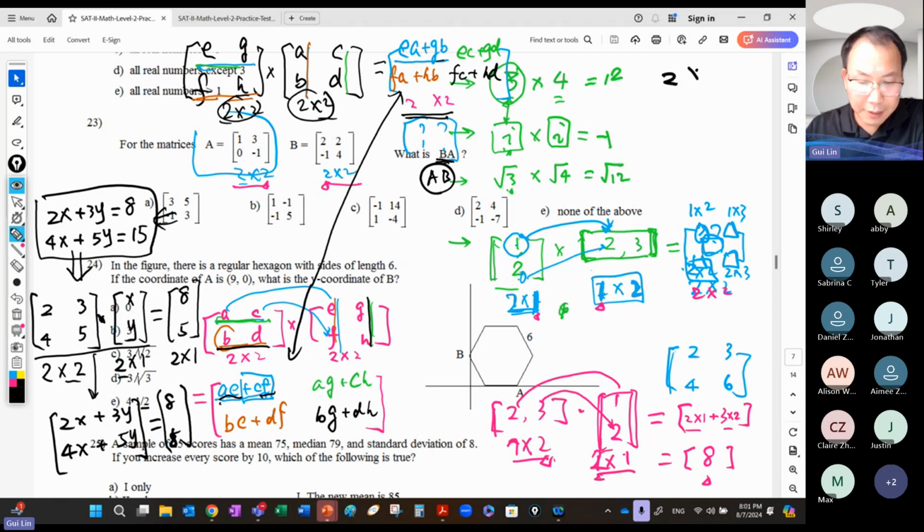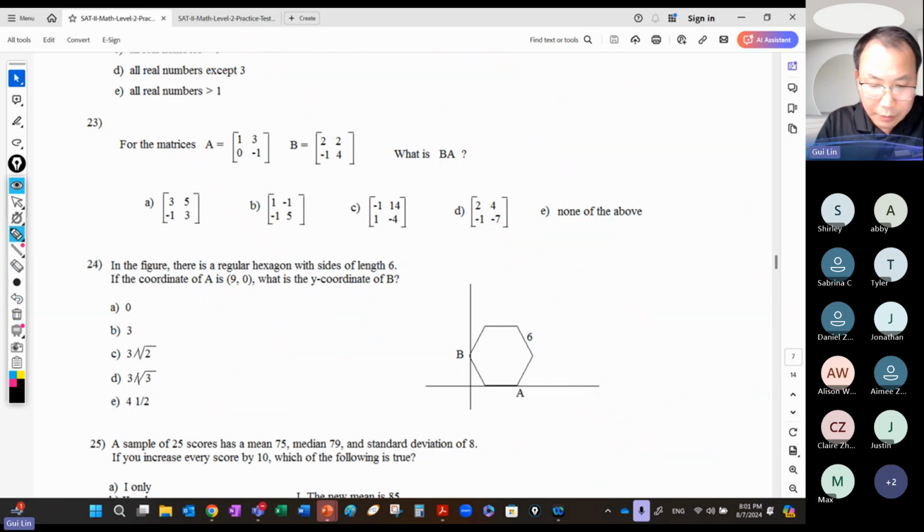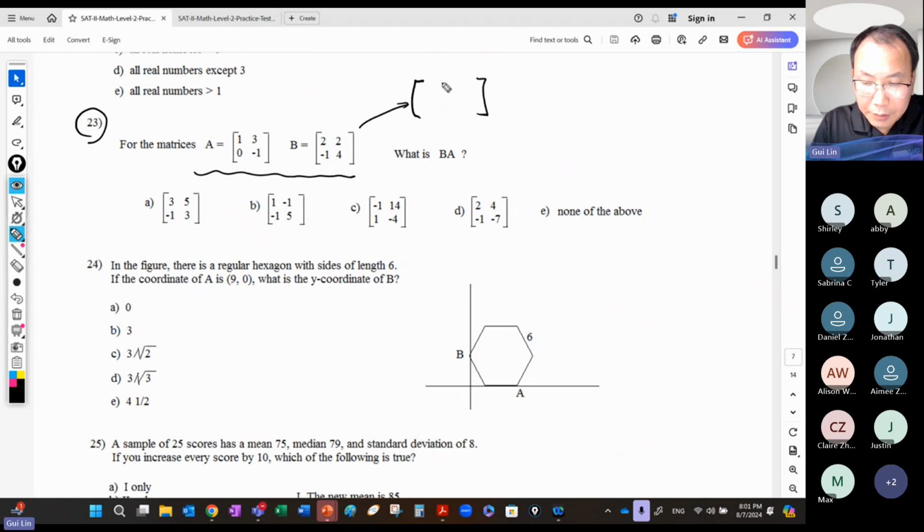All right, so let's see the real questions. Real questions. We extend a little bit more, right? Let's see these real questions. Okay, so this part. B here is 2 by 2, right? This pattern. A is 1, 3, 0, -1. So you should have got 2 by 2. So see where this one comes from.